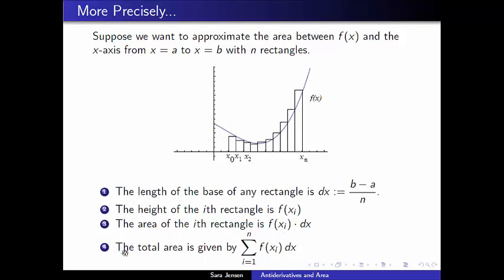And the last component is to sum up all of the individual areas of the n different rectangles we have. So starting at the first rectangle and stopping at the nth rectangle, we want to add up the expression f of x sub i multiplied by dx, for the height times the base.